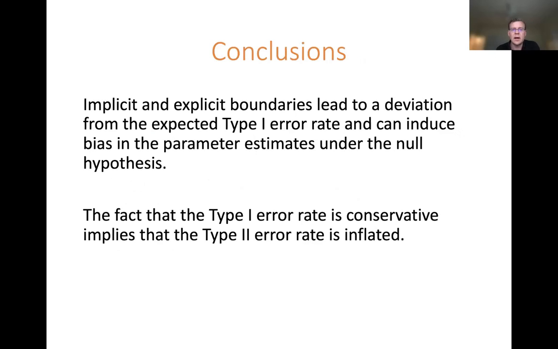So in conclusion, when we apply implicit or explicit boundaries, we can often lead to a deviation from the type 1 error rate. And this can induce parameter bias in the estimates under the null hypothesis. When C is really 0, you can, at the extreme, estimate a positive C if you bound the parameters to be positive. And the fact that the type 1 error rate is underestimated, so is overly conservative, implies that we're missing a lot of real results. A lot of type 2 errors are being committed, and that's going to mean that we're missing a lot of that kind of information.